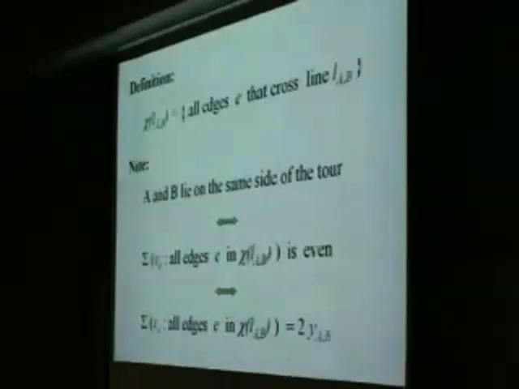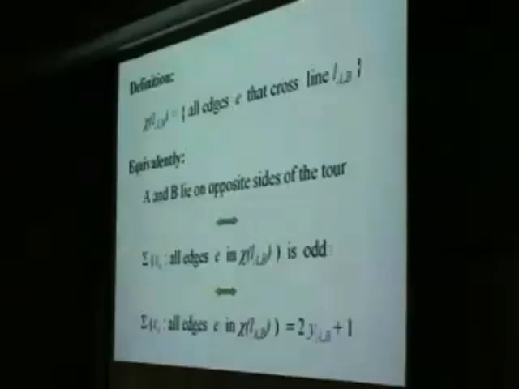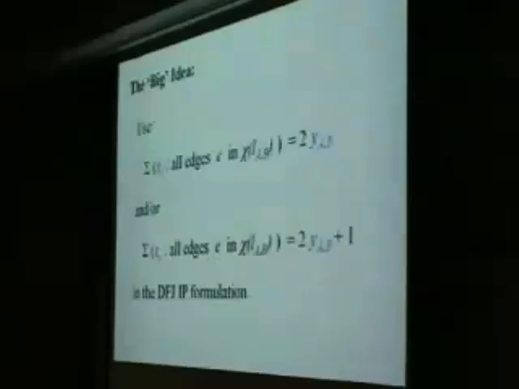And how can I enforce that? Well, if you're teaching a discrete math class, how do you get across to students the idea that a certain quantity is even? Well, you tell them to write it as 2 times some integer. So I'm just introducing an integer, y_AB, and forcing that sum that I want to be even to be twice that. And if I want them to be on opposite sides of the tour, I do the same thing. And I just force that sum to be 2 times that new variable y plus 1. Very simple idea, adding these side constraints.